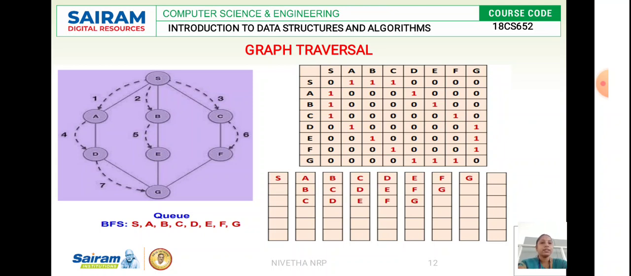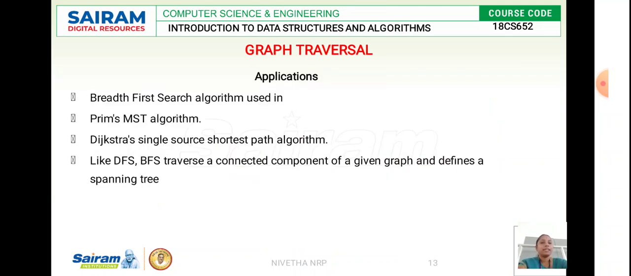After that, when you perform the dequeue operation, A will be removed, so you will have B, C, then you will be visiting D. Since we are considering only 3 nodes, wherever we have 1, we will be performing the enqueue operation, and wherever you have 0, we will be performing the dequeue operation. This is about BFS. What is the application of BFS?